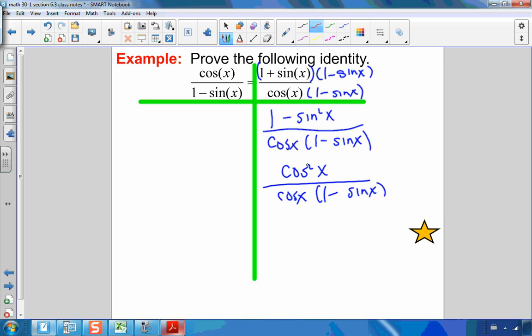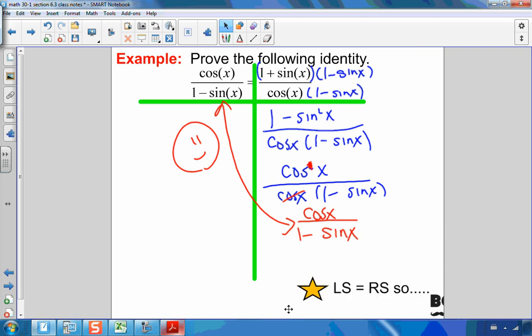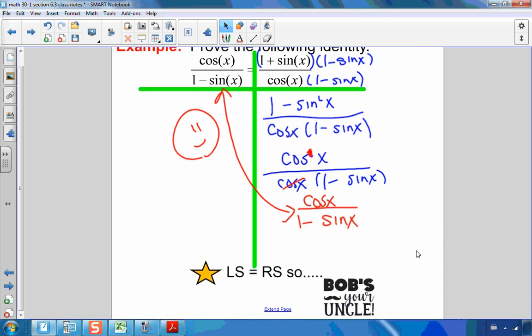And then I see that the cos squared and the cos cancel, so I'm left with 1 over 1 minus sine x. No, I missed the cosine, silly. There's a cos still there. There we are. I just got rid of the squared, not the cos. So cos x over 1 minus sine x. There we go. Now they match. And those are the same. Okay? So again, every time you do this, you might get a different way of doing it. But left side equals right side, so Bob's your uncle.